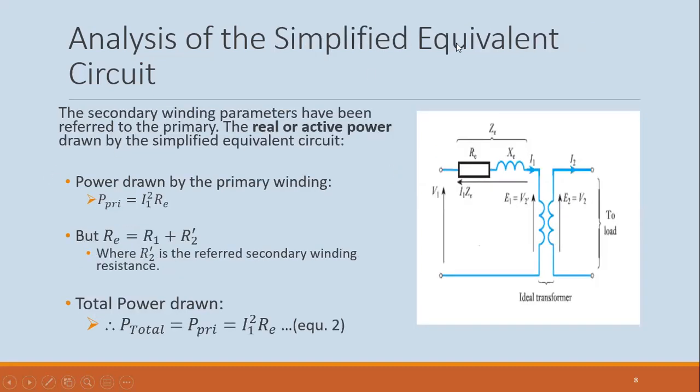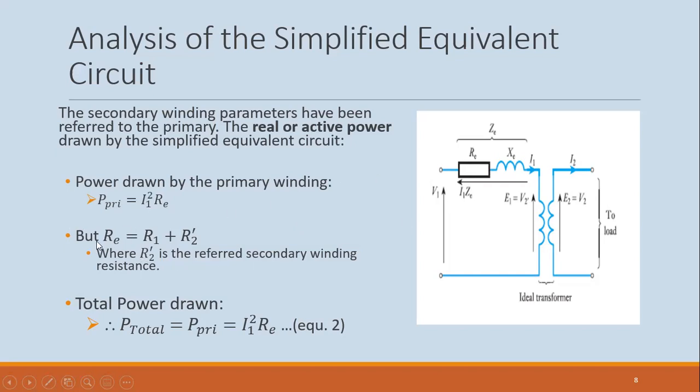All right, so now let us look at the simplified equivalent one. So the circuit now where the winding parameters have been referred from the secondary to the primary. All right. So we now have one equivalent resistance on this circuit here. So the power drawn by that equivalent resistance would be, I1 is going through it, I1 square RE.